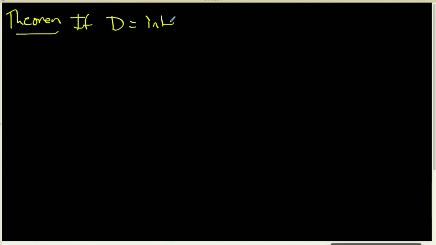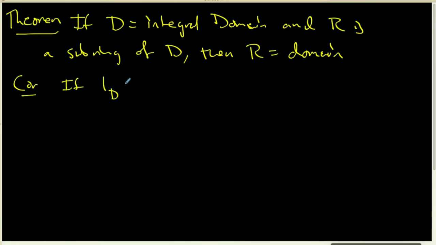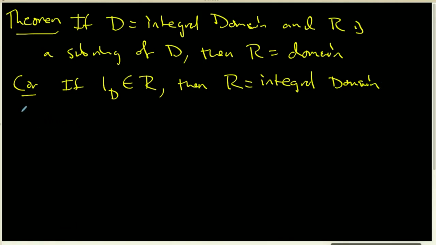If D is an integral domain, and R is a subring of D, then clearly R is going to be a domain, because R cannot have any zero divisors since D has no zero divisors. And a very basic corollary: if the 1 inside the domain belongs to my subring, then my subring is actually going to be an integral domain.